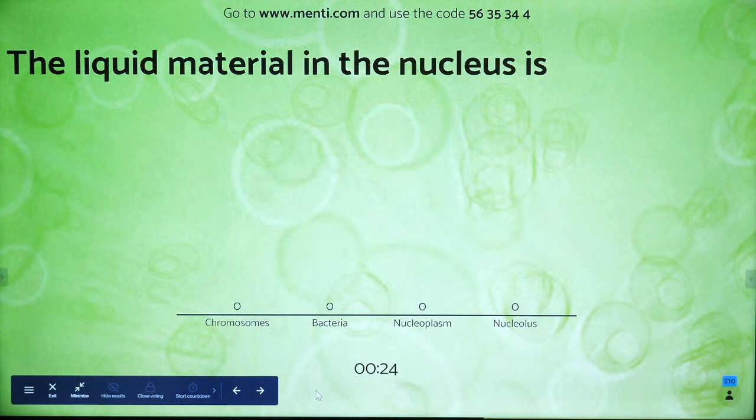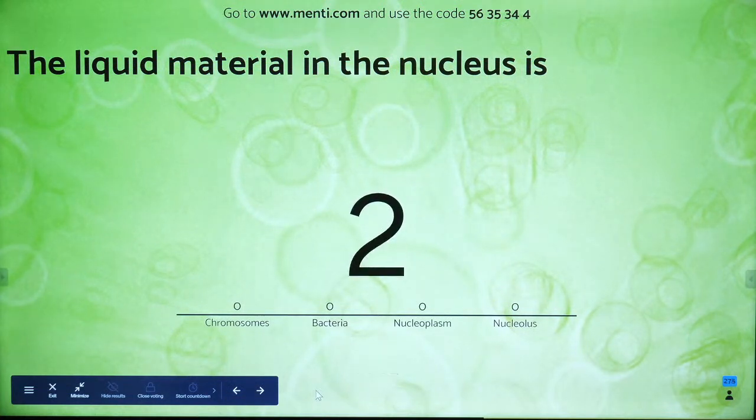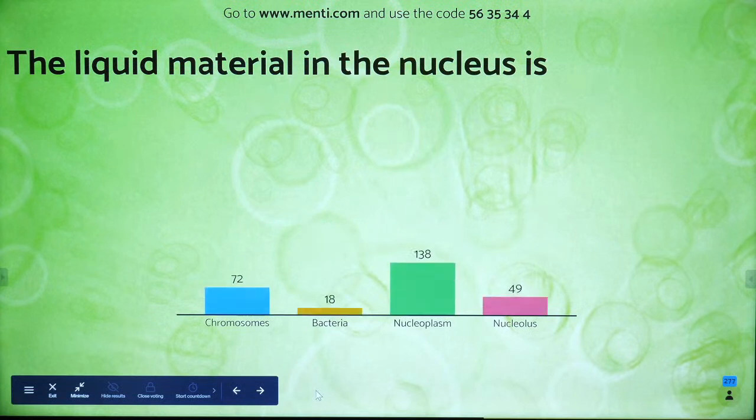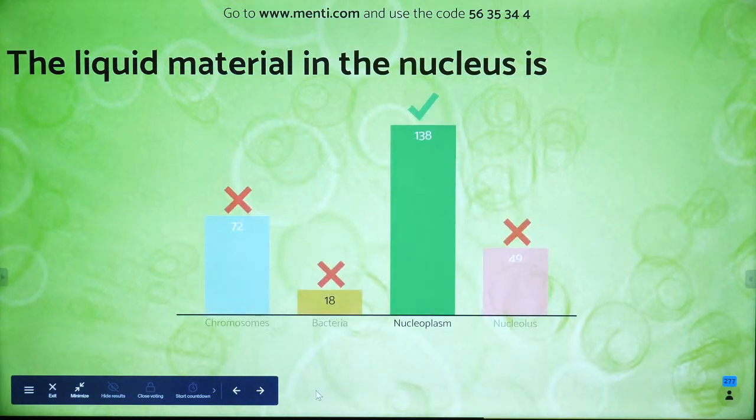The liquid material in the nucleus is chromosome, bacteria, nucleoplasm or nucleolus. What is inside the nucleus? Okay, it is nucleoplasm. The liquid in the nucleus is nucleoplasm. The liquid in the cell is cytoplasm, right? Thank you so much, Sanvi.